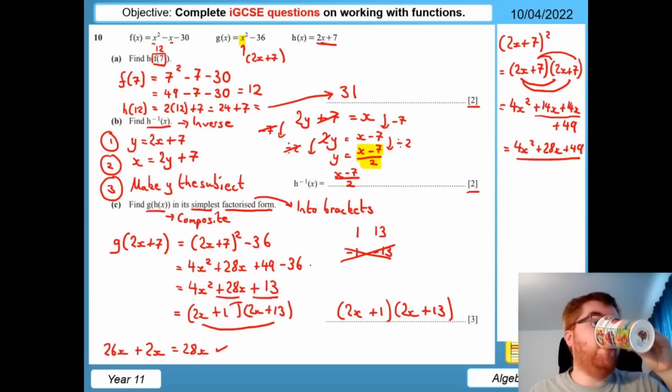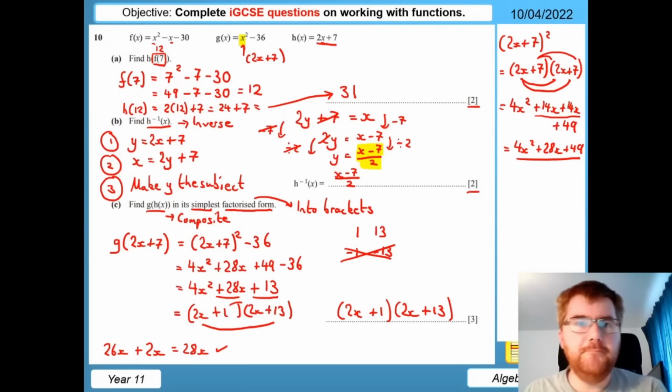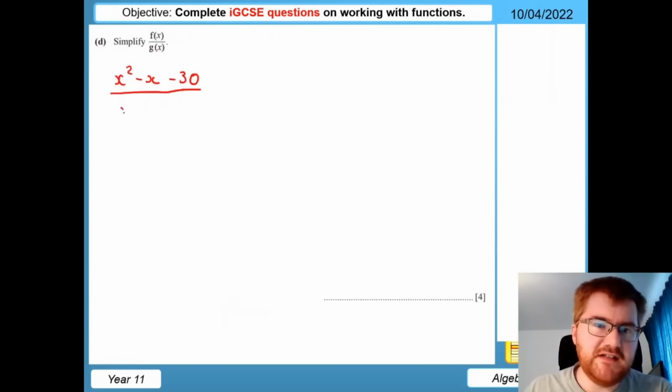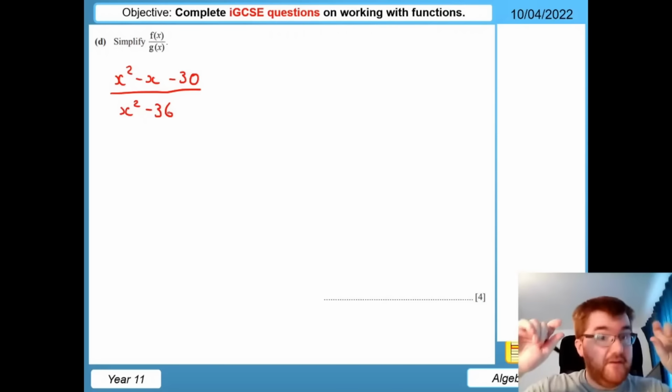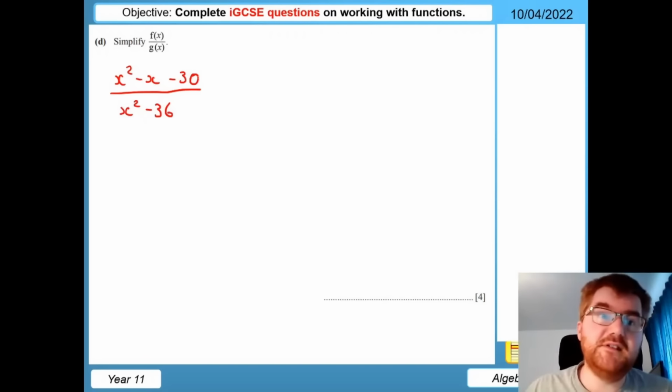Okay, let's move on. So now we're going to have to simplify f of x divided by g of x. So let's just remind ourselves what those functions are. We have x squared minus x minus 30 as our f function, and then our g function down below is x squared minus 36. So this is turning essentially into an algebra question, even though this is under functions. And what we want to do is simplify.